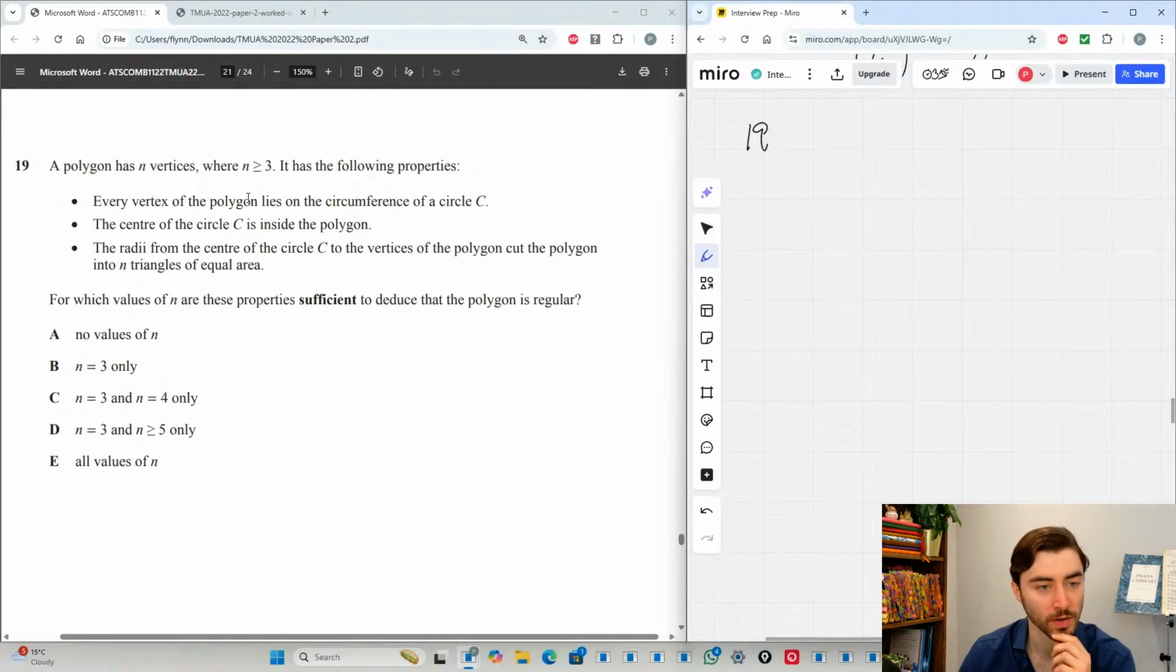So polygon has n vertices where n is bigger than 3. Every vertex lies on the circumference of a circle. The center of the circle is inside the polygon. The radii of the center to the vertices cut the polygon into n triangles of equal area. For which values of n are the properties sufficient to deduce that the polygon is regular?